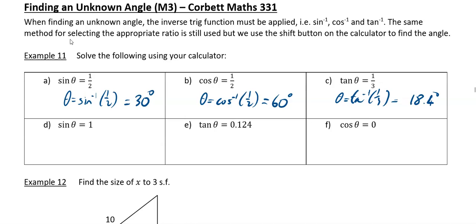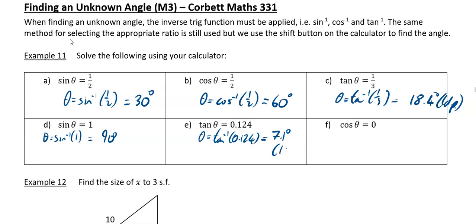Oh, I've got the degree sign on the 60, and that was to 1 dp. This one, theta is going to be equal to sine to the minus 1 of 1. And if you do sine to the minus 1 of 1, you'll get 90 degrees. Here, theta is going to be equal to tan to the minus 1 of 0.124. And if you do that, you'll get 7.1 degrees. And again, that was to 1 dp.